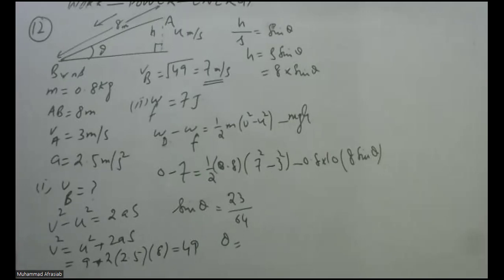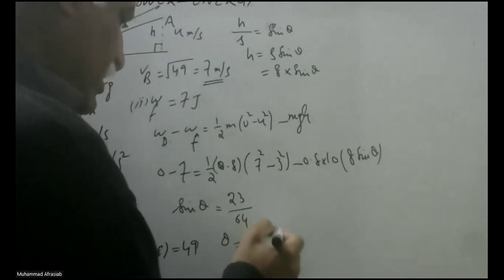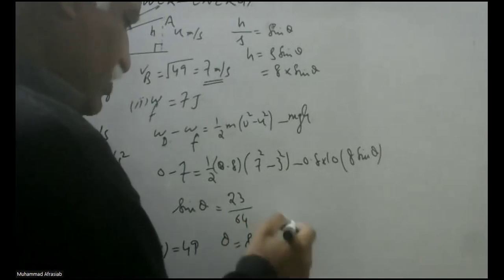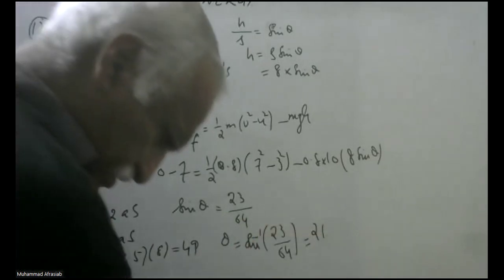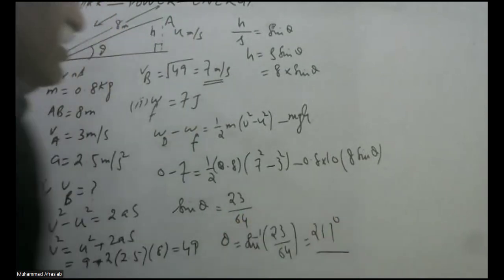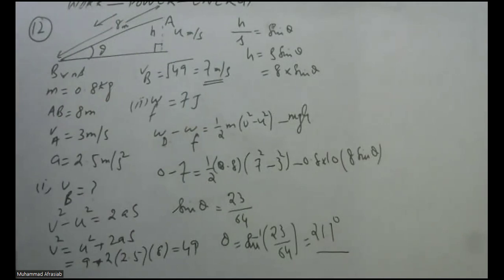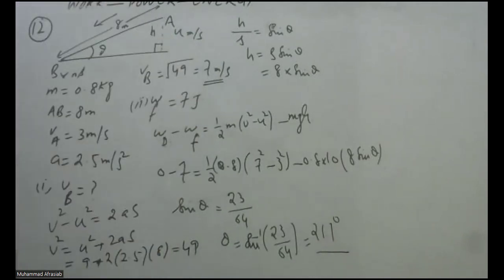Sine theta is 23 over 64. So taking sine inverse of 23 over 64, that is equal to 21.06, or you can write it as 21.1 degrees. So this is the second part, where you find the angle of inclination of the plane.